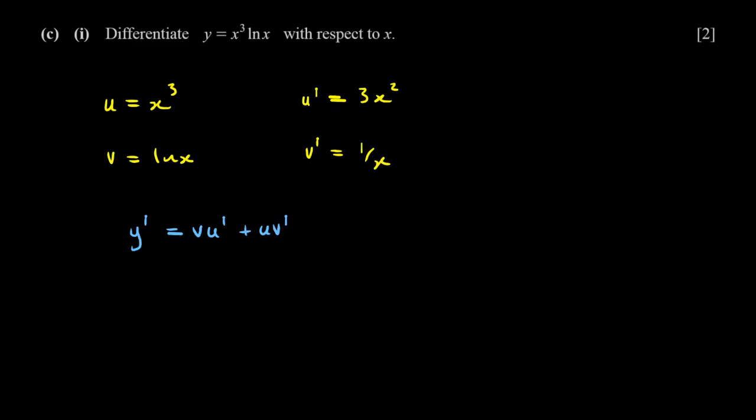All right, now I've just got to substitute in. So I've got v times by u prime, so I'm going to have these two things multiplied together. I'm going to get 3x squared times by ln x, plus these two things multiplied together, which is x cubed times by 1 upon x. If I've got x cubed times by 1 upon x, I just get x squared.